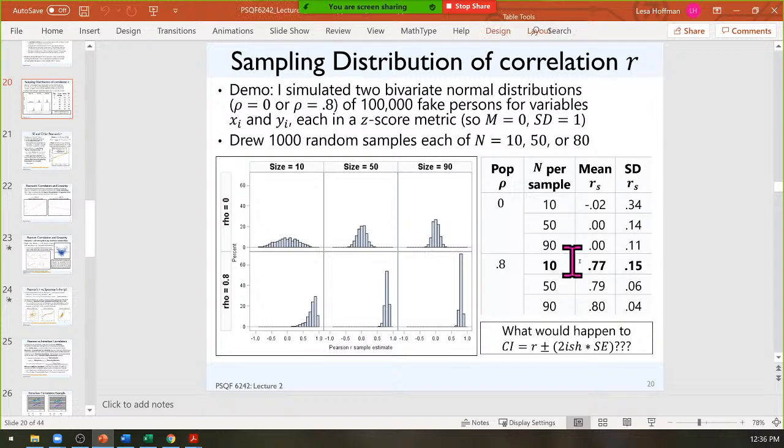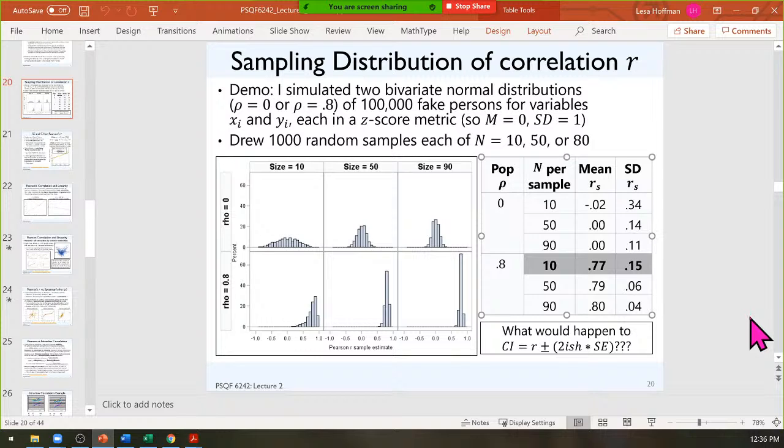Okay. So if you look at this row of the table, can you see what I've highlighted here? Yes. Okay, so if you have 10 people and you are drawing samples of these 10 people from the population repeatedly, like I did here, I did this 1,000 times. The average correlation that was in each sample of 10 people was 0.77.